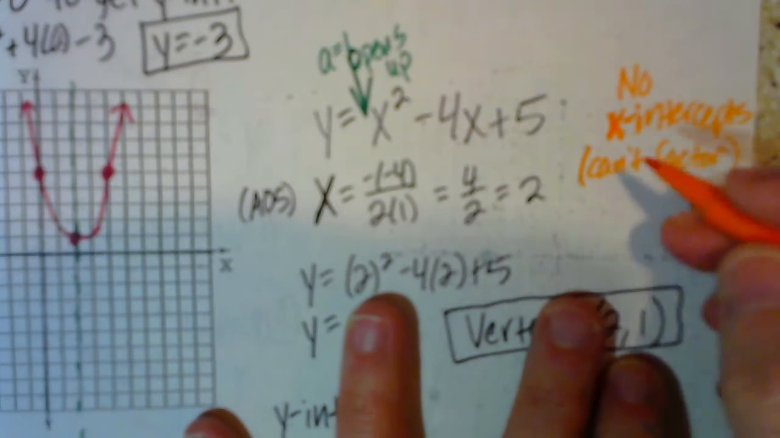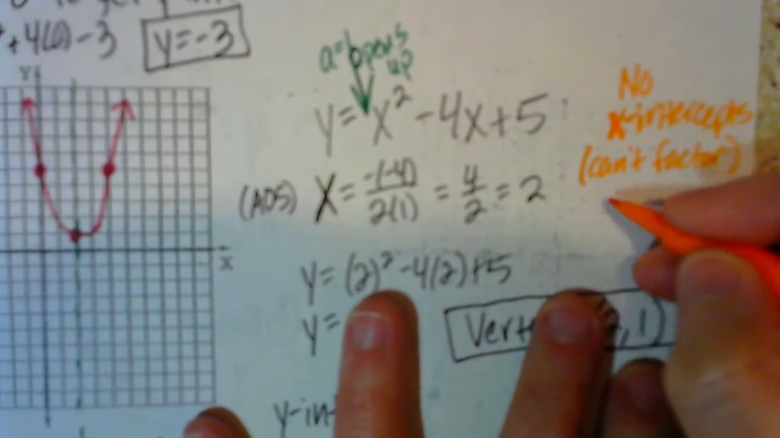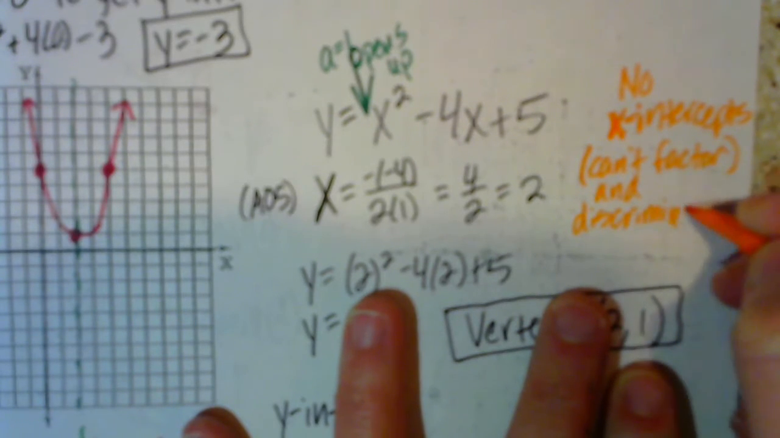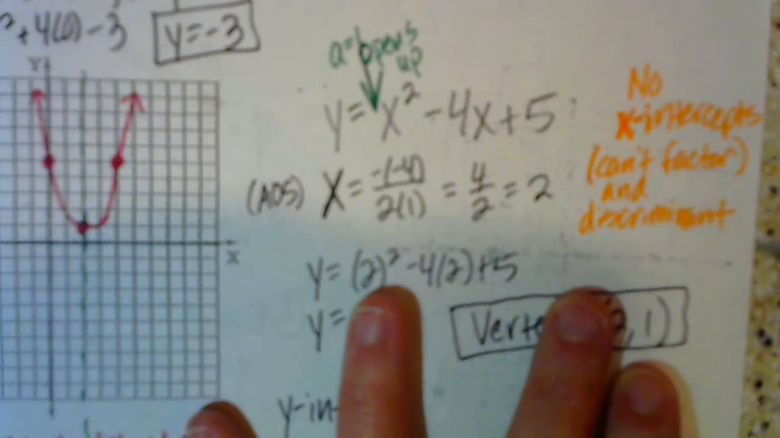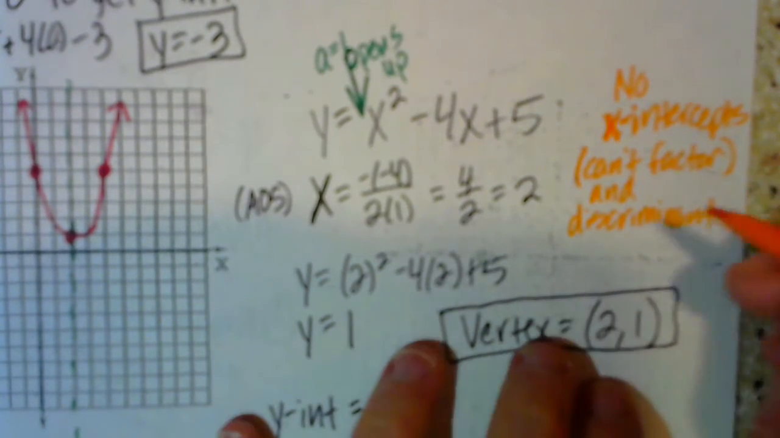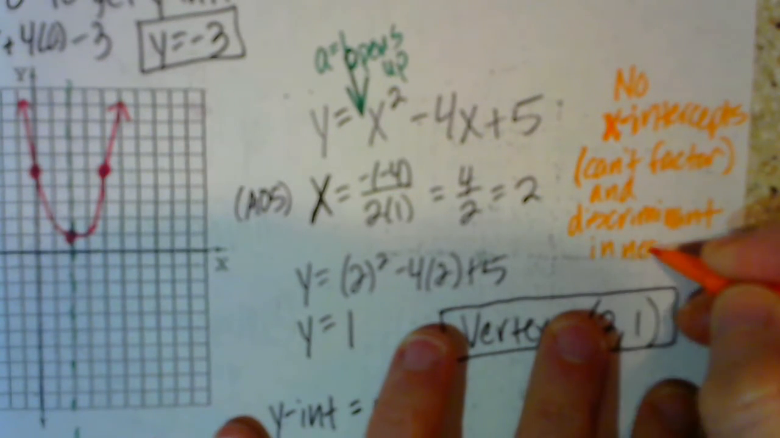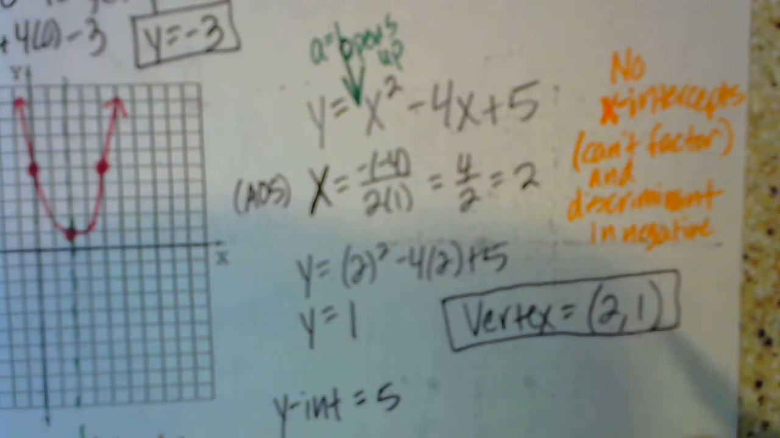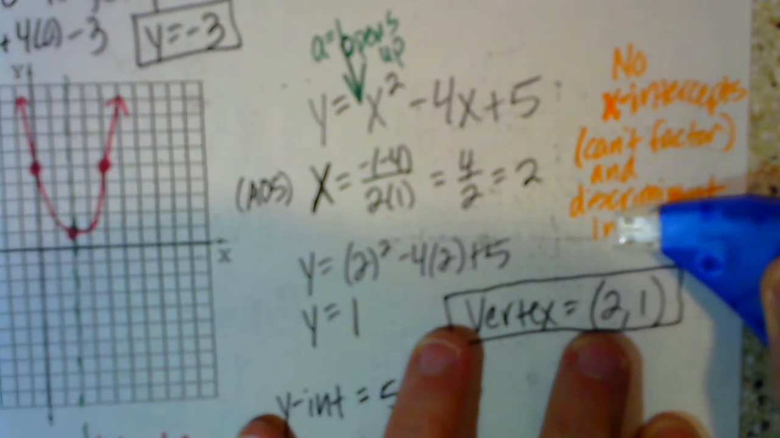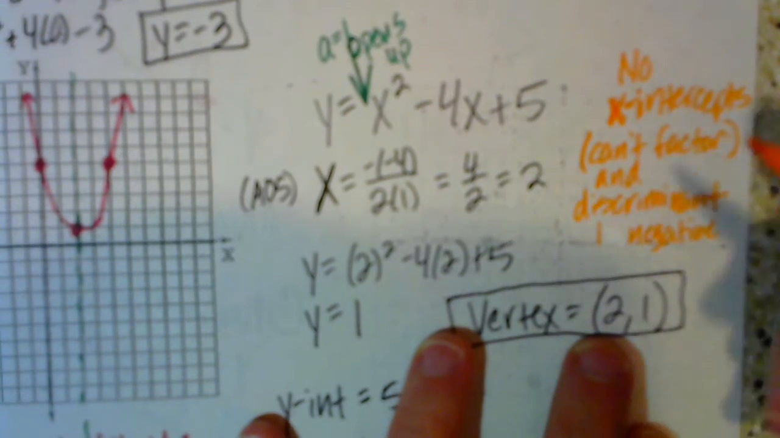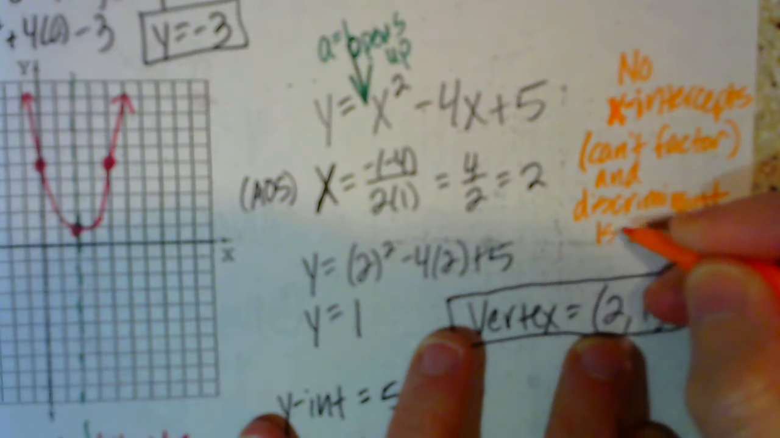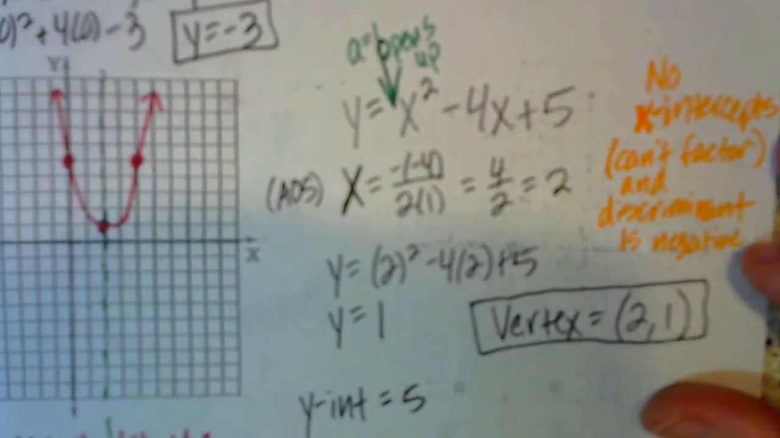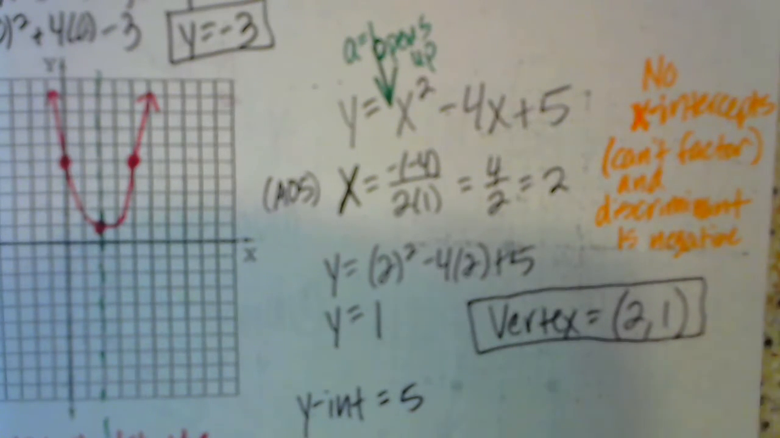So your discriminant, which we learned about in 11.2, is negative. So I know that's another reason why I'm not going to have any x-intercepts for this particular problem. That means less points to be able to plot. So that's why I want to talk about this.